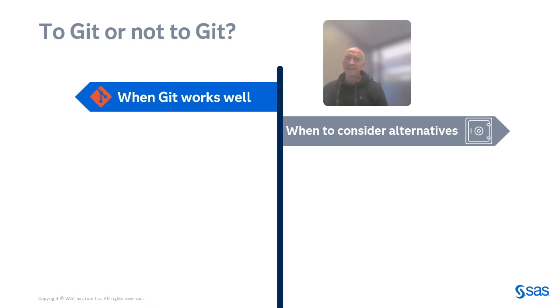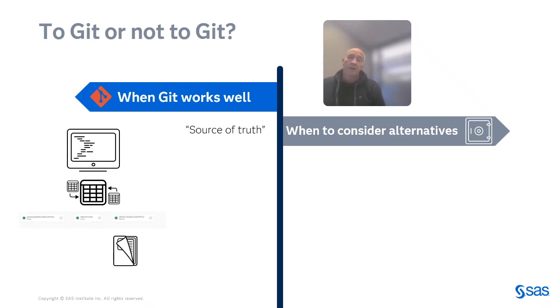So as great as Git is, there are areas where alternatives to Git are more appropriate. There are artifacts where Git works really well, and there are other types of artifacts where alternatives exist and are better suited. And the right artifacts. So let's start with, well, sometimes you speak of source of truth.